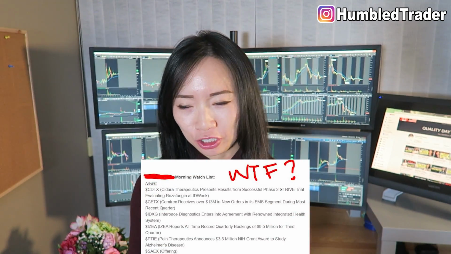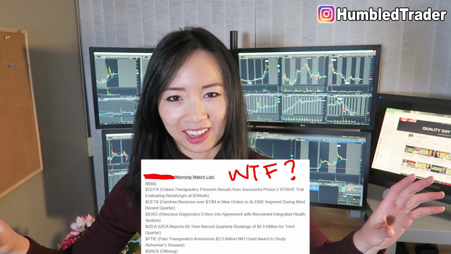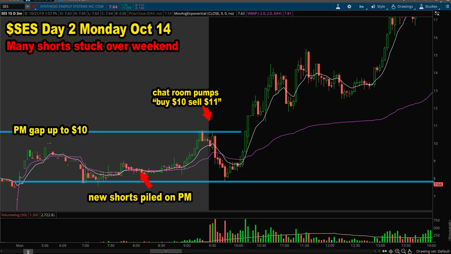Spoiler: the trading plan should have more than just a ticker and a headline. And you definitely shouldn't be following chat room alerts that are telling you to buy the high of the day breakout on every single stock that has a news title.